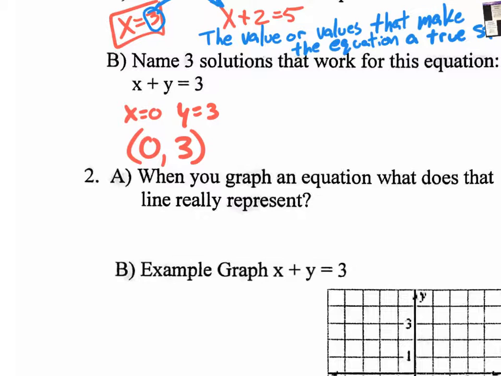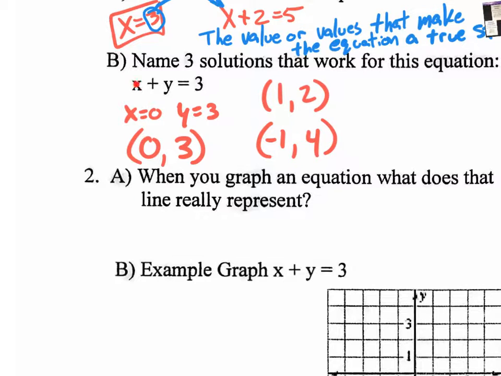Give me another answer. 1 and 2. Okay, so let's write it as an ordered pair, 1, 2, because 1 plus 2 is 3. What else? Negative 1 plus 4. Okay, that'll work also. How many answers are there? There's only 3 answers that work? No. There's an infinite amount of answers, right? So right here I'm just saying name 3 of them. We named 3 of them.